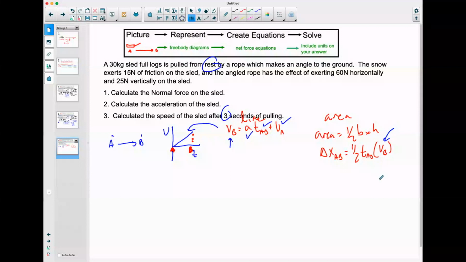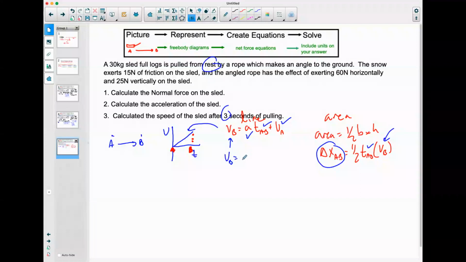There's our target variable. We definitely know the time the sled was being pulled, but we don't know the displacement. We don't know how far the sled went in that 3 seconds. So that's not useful. But this will be. So let's go ahead and solve for that.